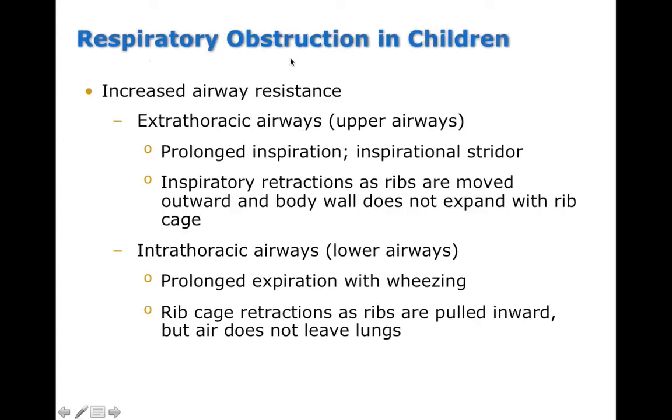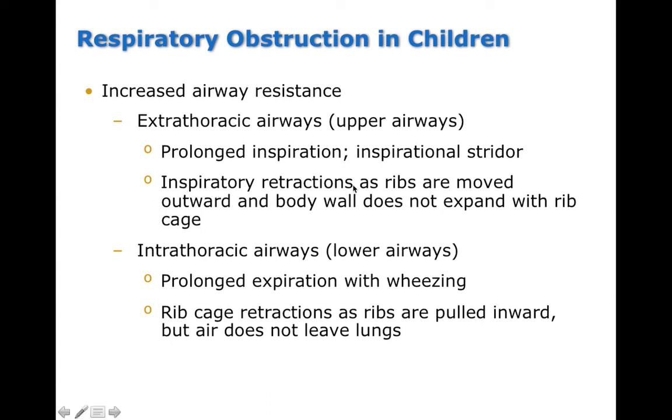So in terms of respiratory obstruction in children, it's going to cause an increase in airway resistance, right? So you get a decrease in airflow. Now, we have extrathoracic and intrathoracic airways, and the extrathoracic airways are the upper airways. If someone has an increase in resistance of extrathoracic or upper airways, we're going to see things like prolonged inspiration as well as inspiratory stridor. Stridor is kind of like a choppy sound.